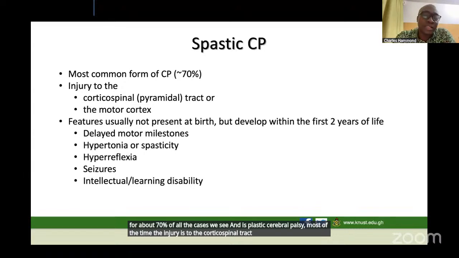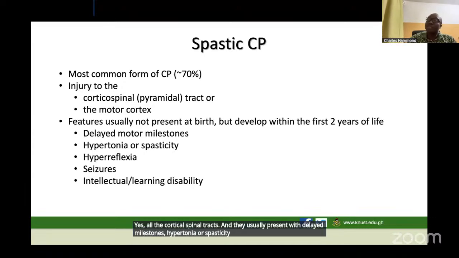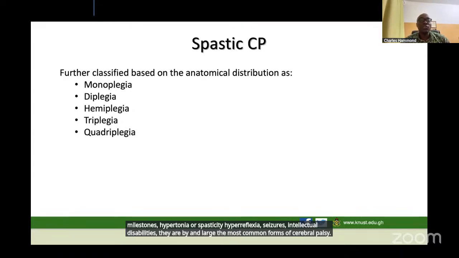That is the cortex. So let me just put it in simple terms, the cortex, or the corticospinal tract. And they usually present with delayed milestones, hypertonia or spasticity, hyperreflexia, seizures, intellectual disabilities. They are by and large the most common forms of cerebral palsy we see.